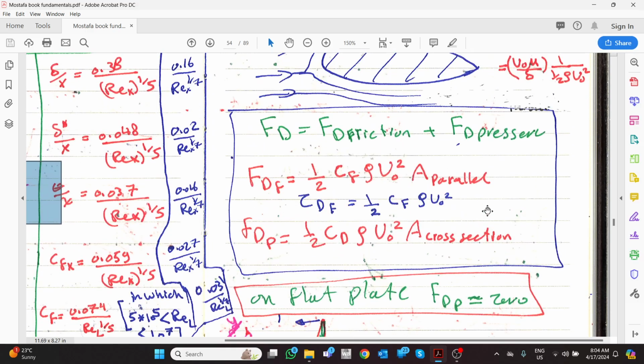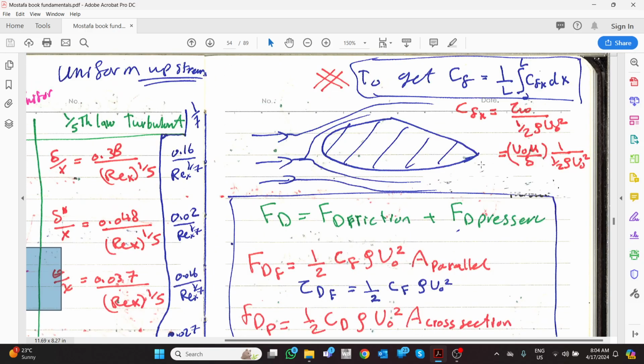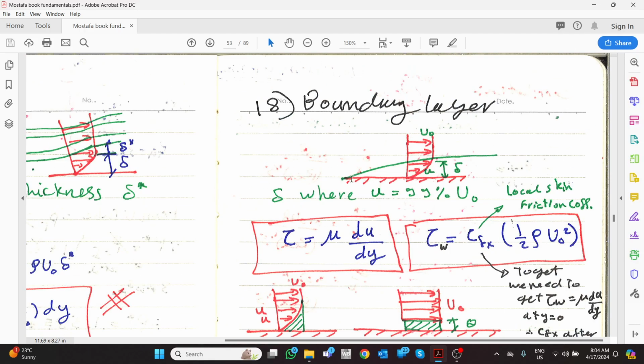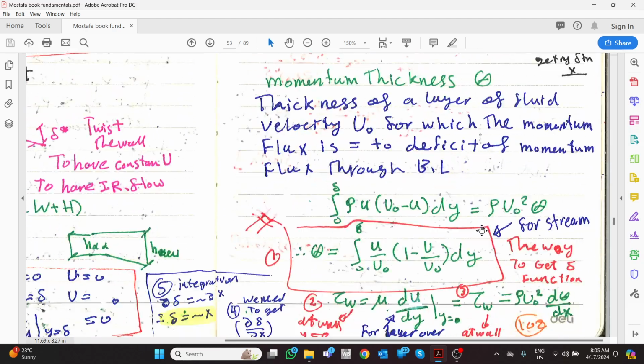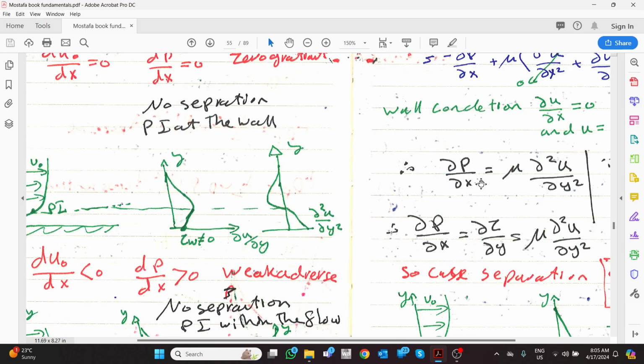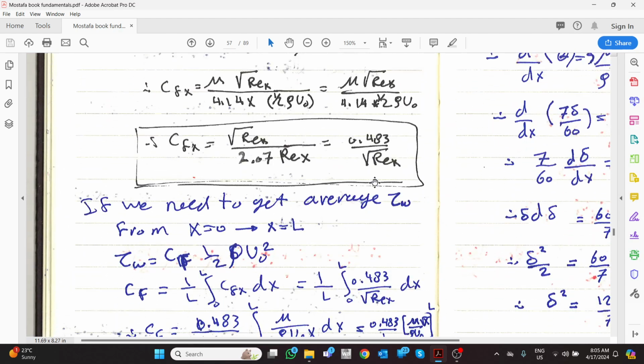The entire drag force. If you need to get the entire drag force, you need to integrate CFX here and here and here, which decreases, decreases, decreases, and you have to do it for the entire plate of length L. We need CF equal to 1 over L, integration from 0 to L, CFX dx. Okay, we're going to do the same.